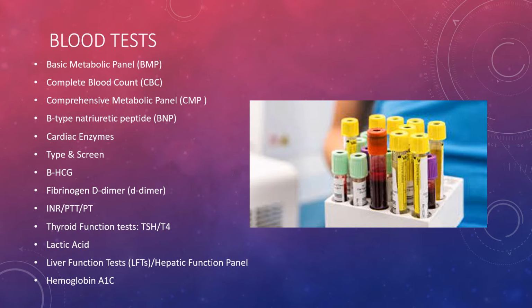So here I have listed just some of the common blood tests. So we have a basic metabolic panel, a BMP. CBC is a complete blood count. Comprehensive metabolic panel is a CMP. B-type natriuretic peptide, BNP, cardiac enzymes, type and screen, beta HCG, fibrinogen, D-dimer, INR, PTT, PT, thyroid function test, TSH, T4, lactic acid, liver function test or hepatic function panel, and the hemoglobin A1C.